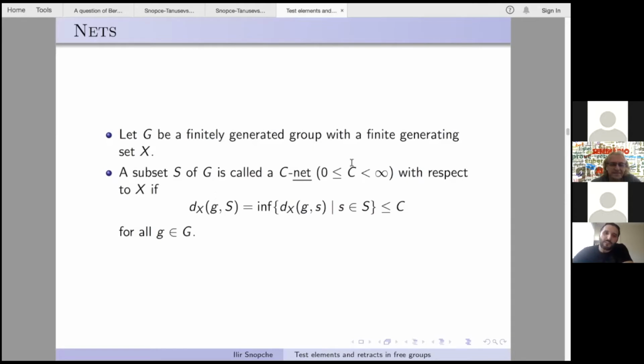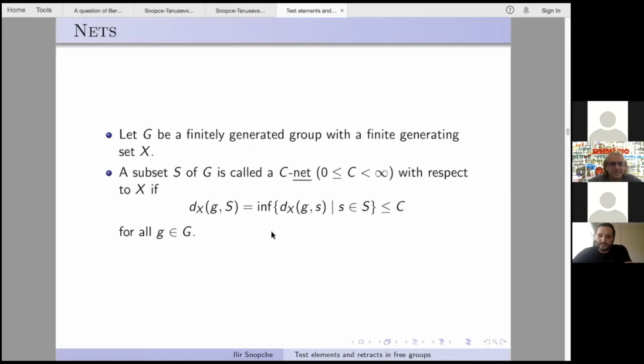So let G be a finitely generated group with a finite generating set X. A subset S of G is called a C-net with respect to X if every element of G is at distance at most C from S. Okay? So what does this mean? S is a C-net if we can cover the entire group with balls of radius C centered at the elements of S. So this is the notion of a net.